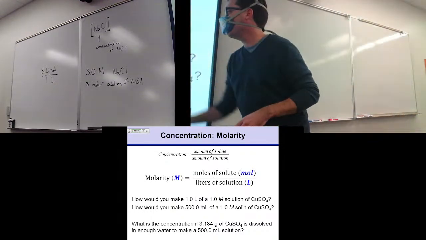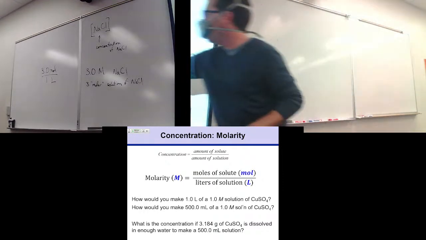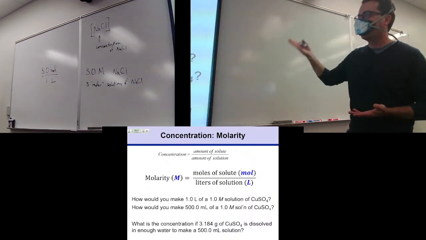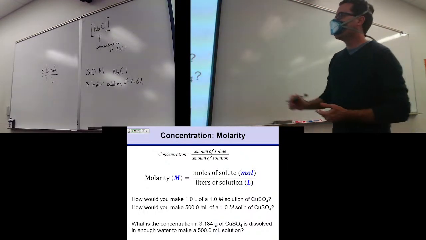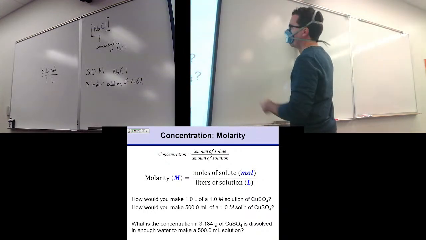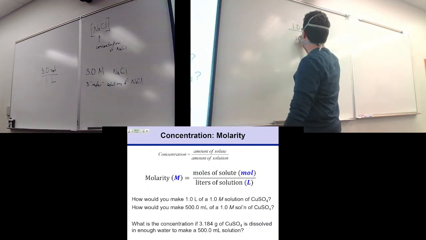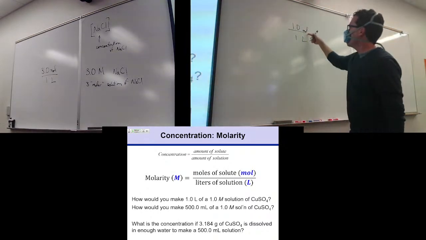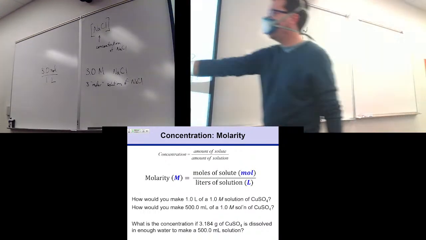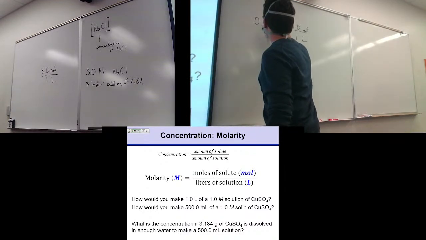So for instance, how would you make 500 milliliters of a 1 molar solution of copper sulfate? Well, first of all, translate that 1 molar into moles per liter, 1 mole per liter. This is a conversion that converts liters into moles, or moles into liters, vice versa. Well, I've got a volume here, 500 milliliters. I'll convert that to liters.